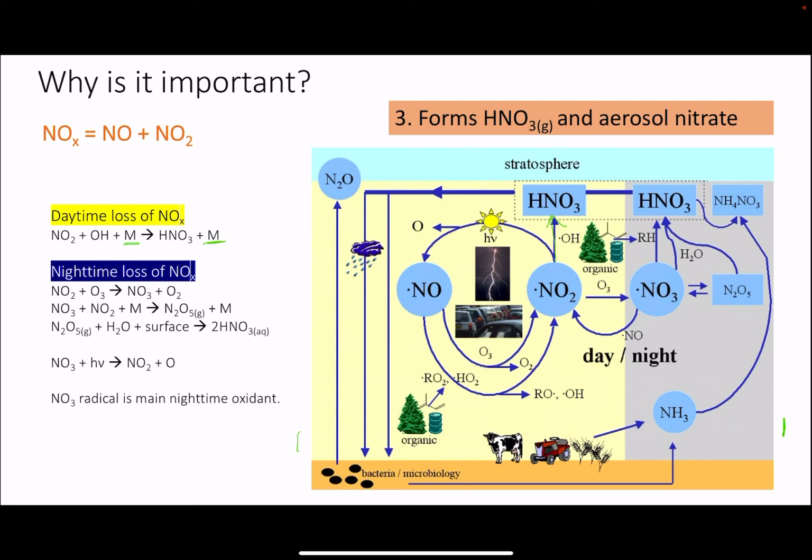So NO2 reacts with the OH to form HNO3. HNO3 is then quickly hydrolyzed. You can see it goes this way with rain, and then is deposited as wet and dry deposition.